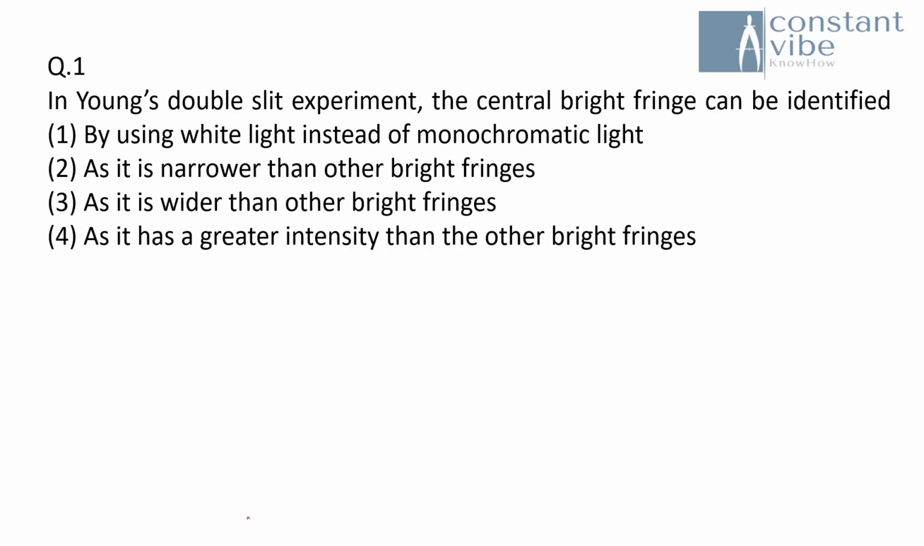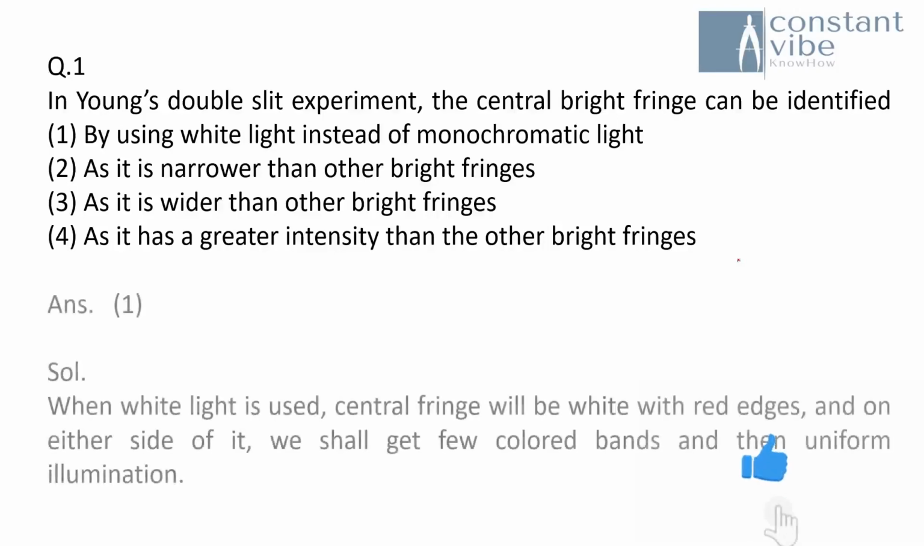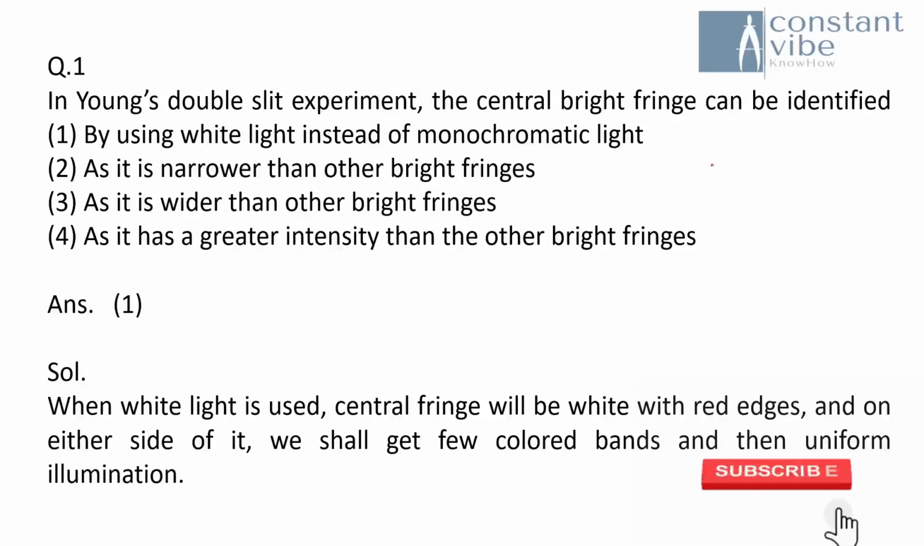Question number 1. In Young's double slit experiment, the central bright fringe can be identified. Here 4 options are there. You can see the answer here. It is the first one, white light instead of monochromatic light. As you know, the difference between monochromatic light and white light: monochromatic light has only a single wavelength, and white light is a combination of different wavelengths.